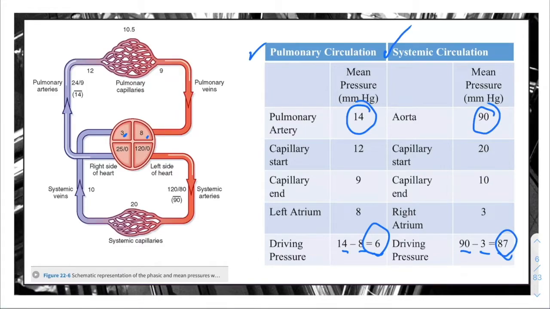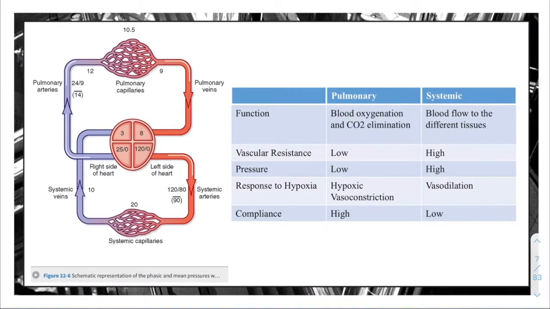So both circulations have the same blood flow value since they are in series, but the pulmonary vessels are wider and do not show the thick muscular coats as do systemic vessels. Remember, the pulmonary circulation serves only the lungs. So its function is primarily for blood oxygenation and CO2 elimination, while in your systemic circulation, the blood flow goes to the different tissues.